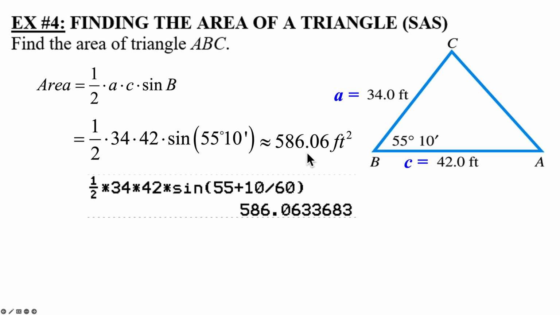586.0633683. I opted to go to 2 decimal places for my area, or round it to whatever the directions tell you. But remember, here the units are feet squared. That will be worth a point to make sure you have the appropriate units on the test.